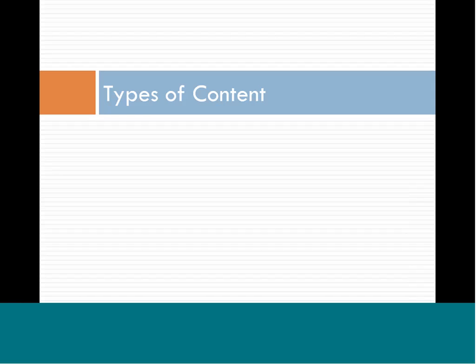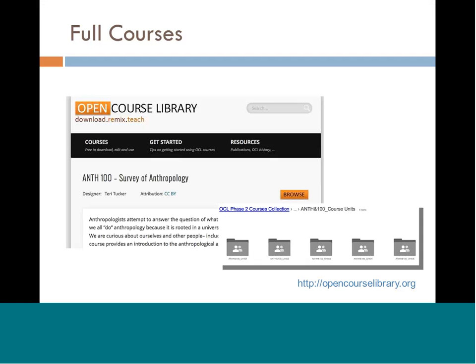So let's take a look at the types of content you can find available licensed through OER. You can find full courses, like this example from the Open Course Library from Washington State Board of Community and Technical Colleges. This particular site has over 80 introductory courses in a variety of disciplines. Most of the courses on this site feature complete syllabi, assignments, lecture notes, and exams.